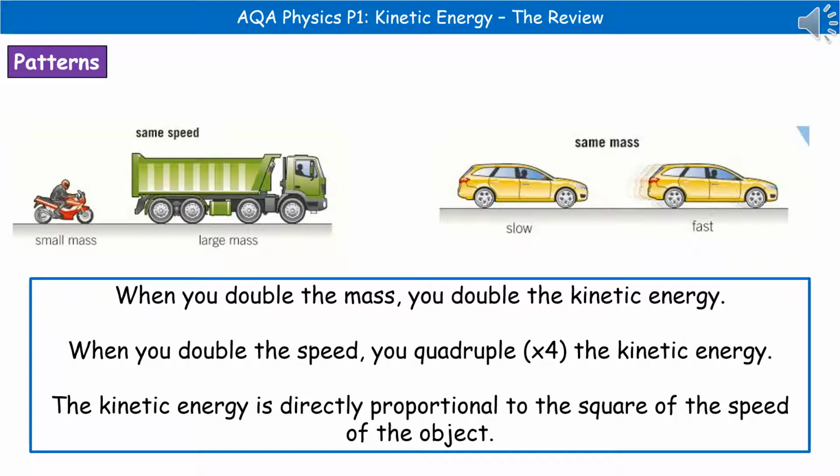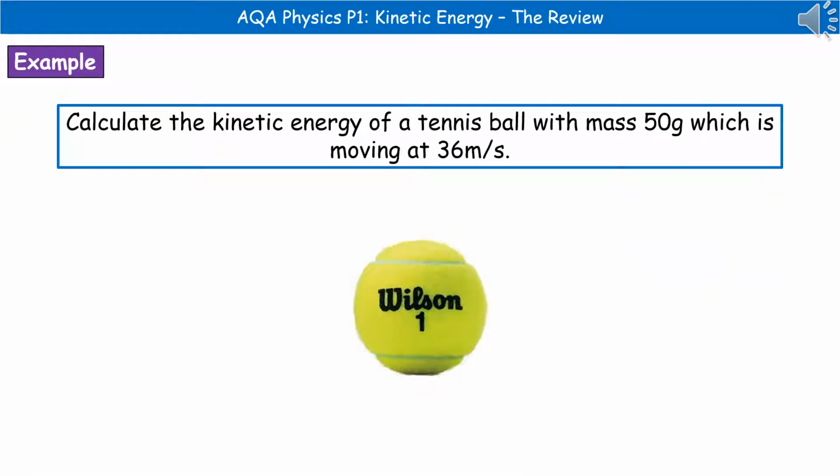So for example, when you double the mass, you will double the kinetic energy. Whereas if you double the speed, you quadruple the kinetic energy. Now if you can't remember that word quadruple, then you can just say it increases times 4 or it's 4 times as great, that's fine. Now, the reason for this is that the kinetic energy is directly proportional to the square of the speed of the object. To give you an example of the kind of question you could be asked, there's one here.